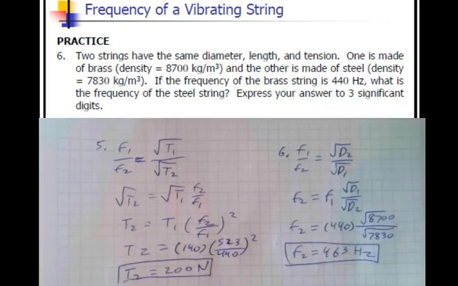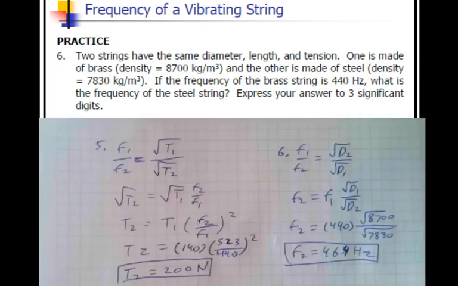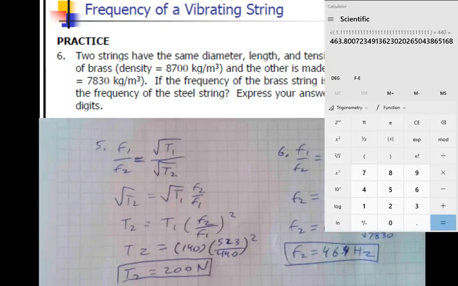And we have one more question to do in this lecture. They say 464. You know what? I didn't round it properly. It is 464. So I've just changed it. Note that if you look back at the calculator here, it's 463.8.